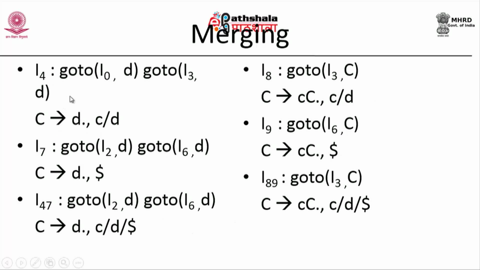Then again I4 and I7 share the same prefix, the difference being only in the lookahead symbol. So, I am going to call goto of I2 comma D as I47, where I will have C produces D dot with a lookahead of C/D/$. Again here I8 and I9 I am merging together, with a lookahead of C/D/$.